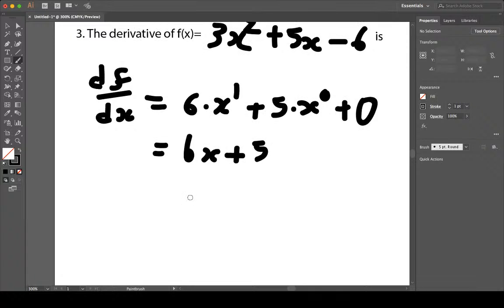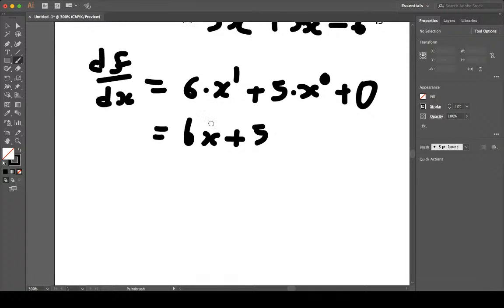Okay, so 6x plus 5, that would be A. So let me just write that thing there, A. 6x plus 5.